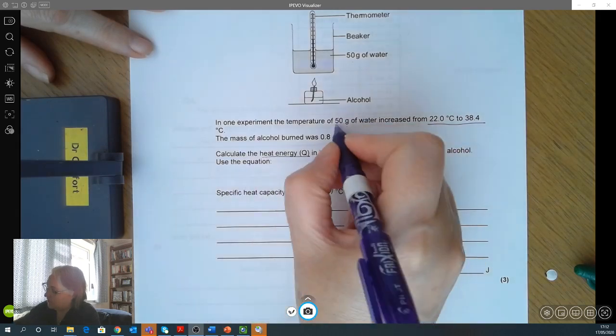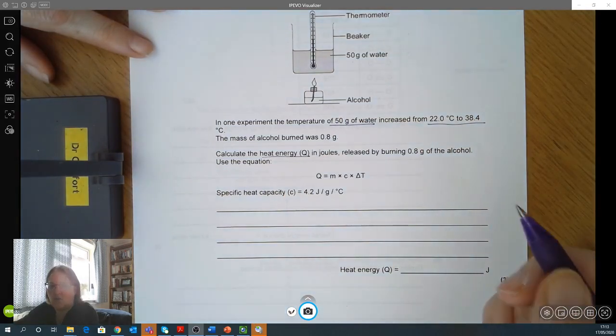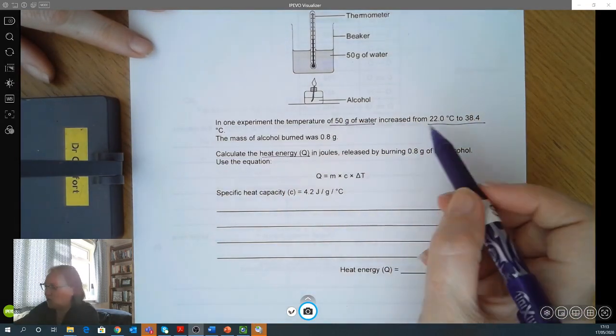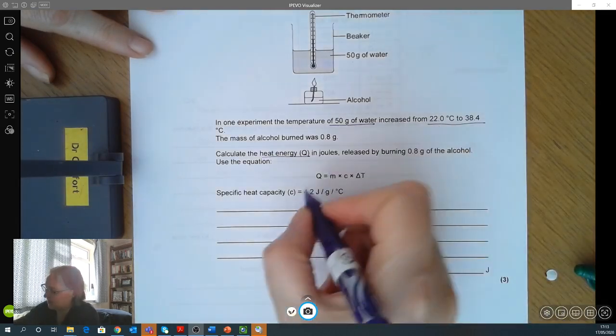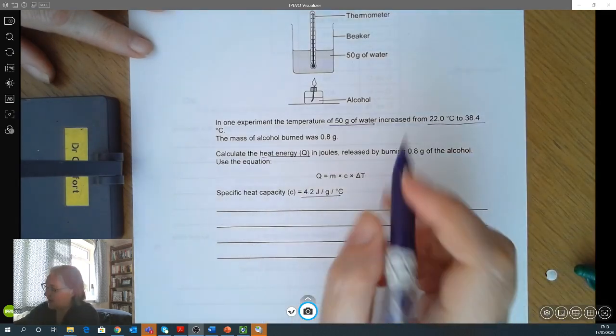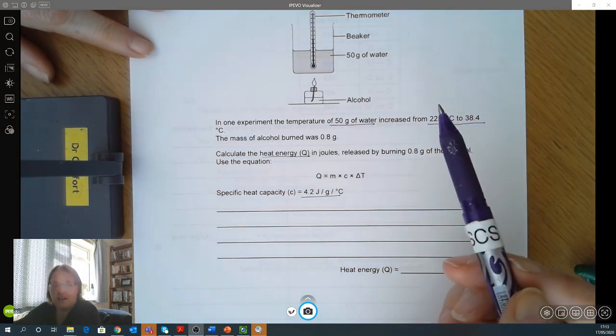There's 50 grams of water. So I've been given 2 different masses. Which is the mass that I'm interested in? Well, it's the water that's changing temperature. It's the water that I'm being given the specific heat capacity for. So therefore, it's the water that I'm interested in, what mass of water I've got. How much alcohol's burned is completely irrelevant here.